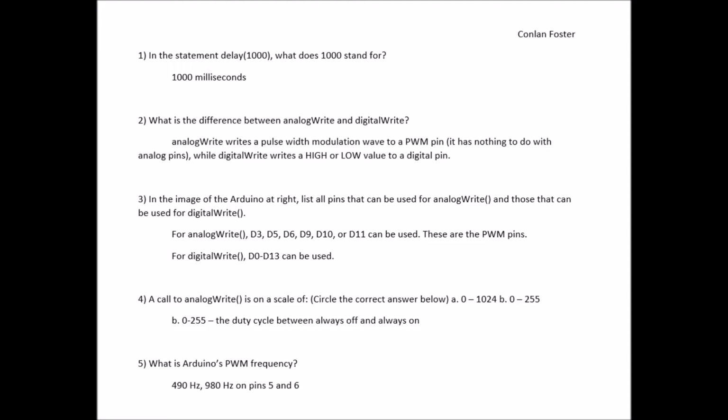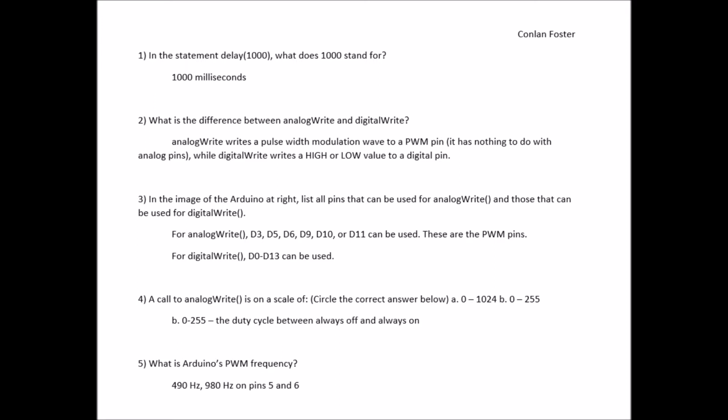The difference between analogWrite and digitalWrite is that analogWrite writes a pulse width modulation wave to a PWM pin. What that means is the wave varies, whereas digitalWrite can only write either a high or a low value, a 1 or a 0.